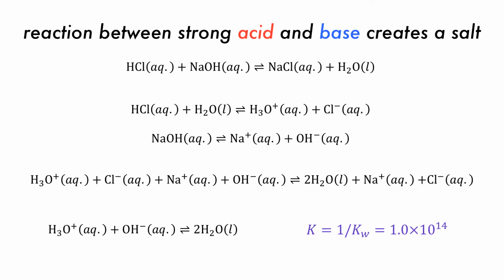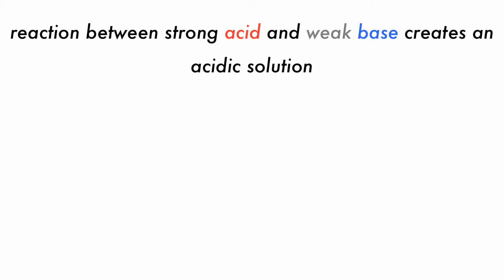This reaction is the reverse of the autoionization of water and has a very large K value, which means the reaction will mostly form products. If equal concentrations of acid and base are added together, the solution will be simply salt and water. The reaction between a strong acid and a weak base produces an acidic solution whose pH is determined by the pKa of the acid, if the number of moles of each species is the same.